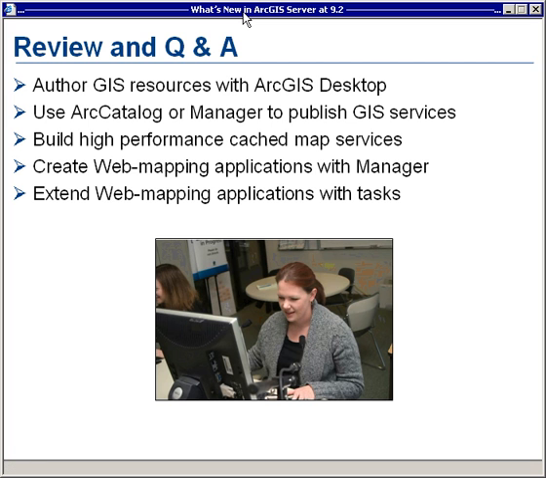In this last section, we looked at building server applications. The ArcGIS Server experience begins with ArcGIS Desktop, where GIS resources are authored. Once we've authored our resource content, ArcCatalog or ArcGIS Server Manager can be used to publish GIS services. With ArcGIS Server 9.2, we can build high-performance mapping services by caching static data on the server for faster map rendering. ArcGIS Server Manager has a built-in wizard for building out-of-the-box web mapping applications. Tasks can be added to extend the functionality of our web mapping applications.